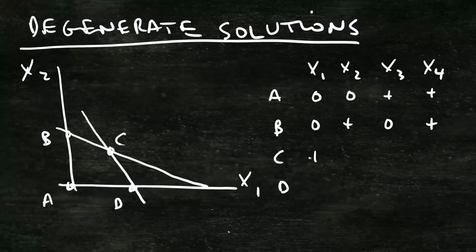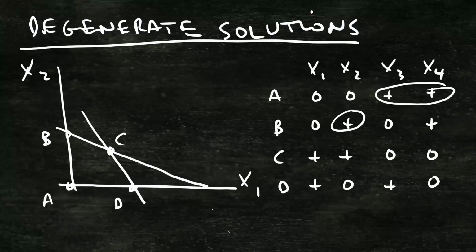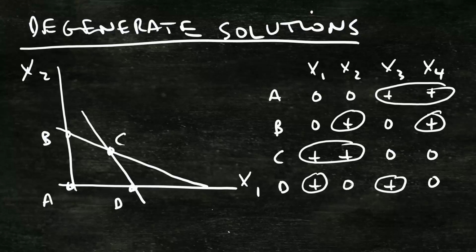At C and D, we have both of these positive and both of these 0. And at point D, this will still be positive, but X2 will be 0. And then the other constraint, this will be positive and that will be 0. So we see at all times there are two variables that are positive. This is positive and that's positive. We have 2. So the basis is always a set of positive values. Should those values ever be 0, then we have a degenerate solution.